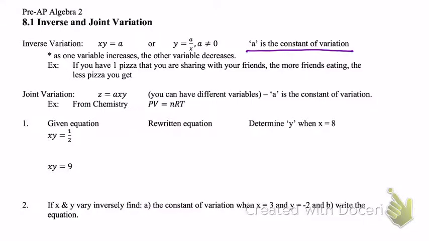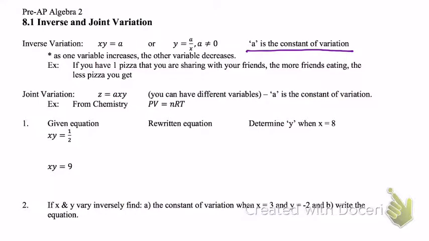So an example is if you have one pizza that you're sharing with your friends, the more friends eating, the less pizza that you get. So think about it like a fraction. If you're having to divide it among 8 friends, you get 1/8. If you're having to divide amongst 10 friends, you get 1/10, so you get less pizza.